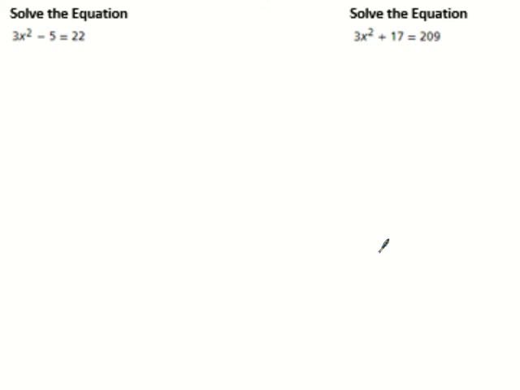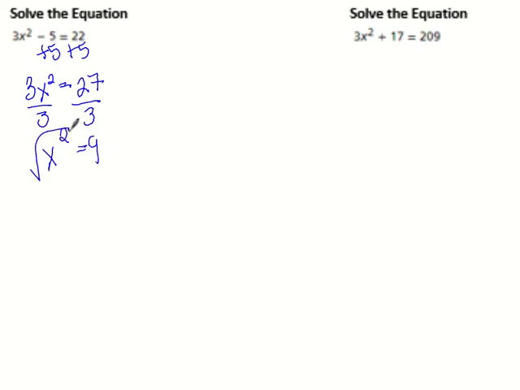All right, so for these, you do the same thing. We're just doing inverse operations. So I'm gonna go plus 5, 3x squared equals, and we get 27. We divide by 3. We get x squared equals 9. We square root, and we get x equals plus or minus 3.